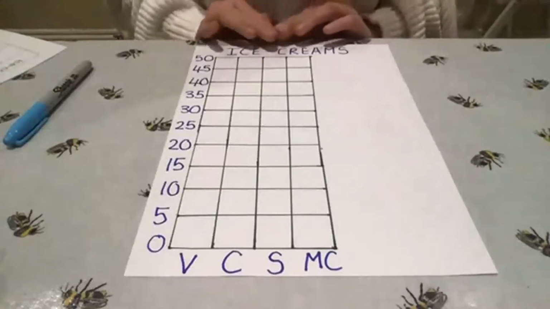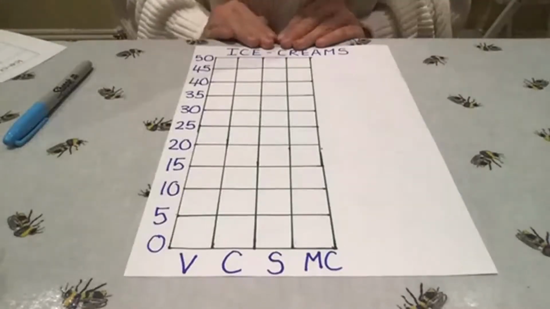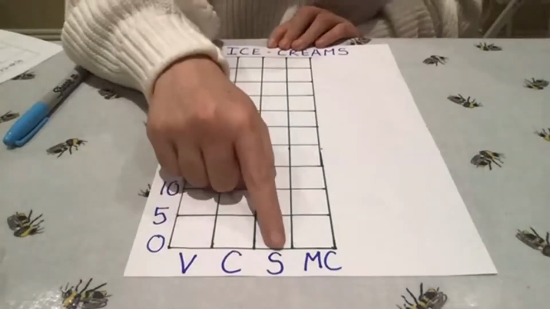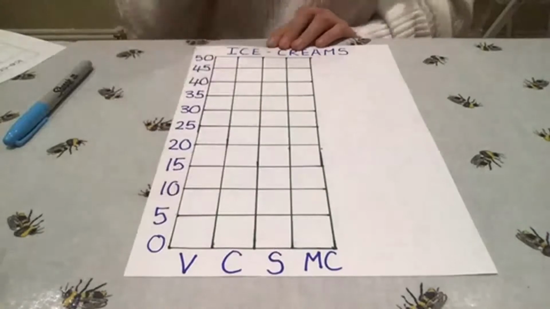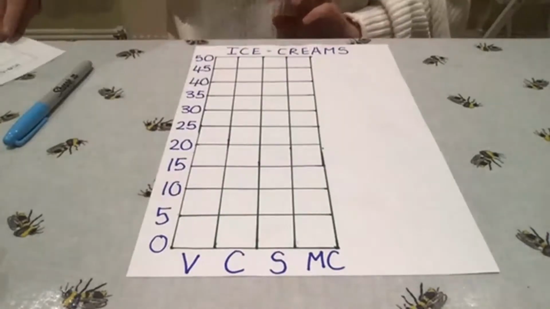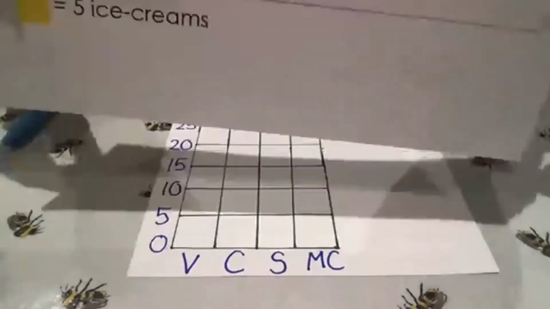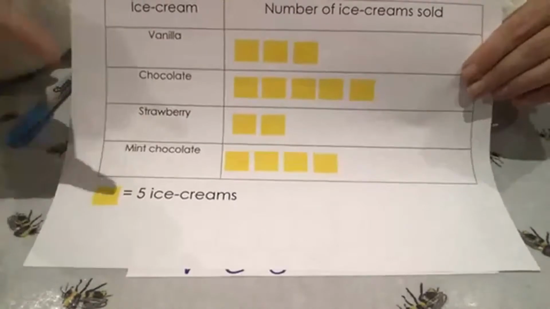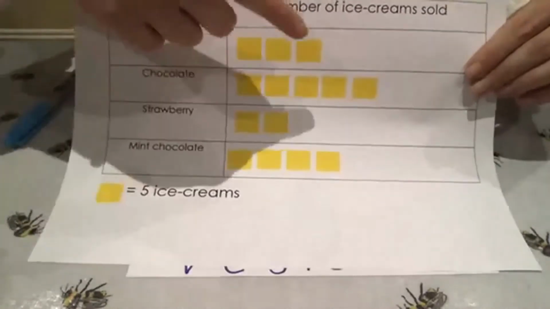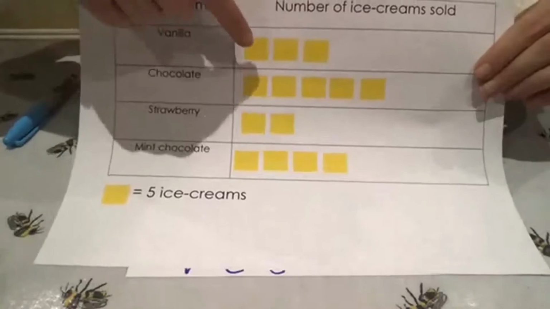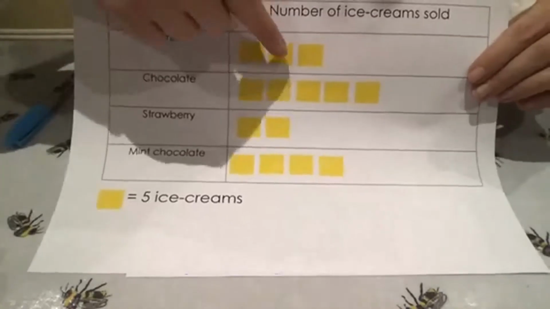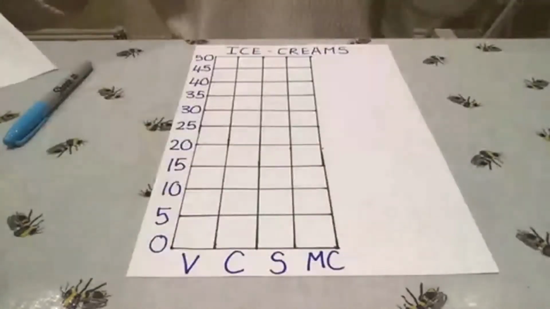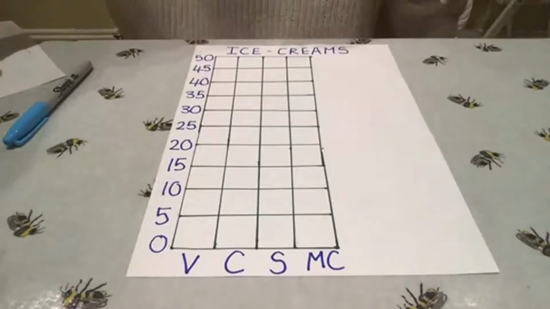Now, this block diagram is going to show us the number of ice creams sold. So V stands for vanilla, C stands for chocolate, S stands for strawberry, and MC stands for mint chocolate. Okay, now we're going to use a pictogram again to help us with this. So on our pictogram, 1 yellow square represents 5 ice creams. Now, how many squares have we got next to vanilla? Well, we've got 3. So let's count up in steps of 5. So we've got 5, 10, 15. Okay, we've got 15 vanilla ice creams, and we need to show 15 vanilla ice creams on our block diagram.